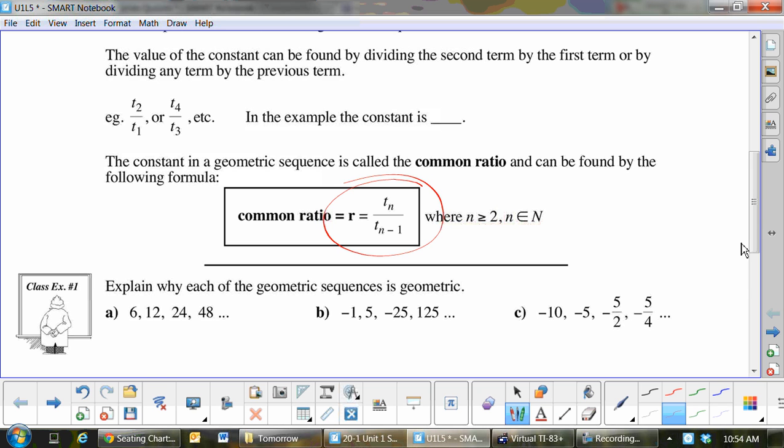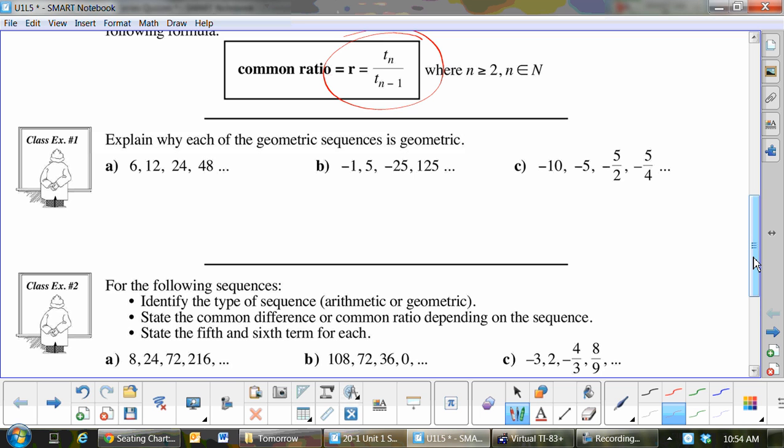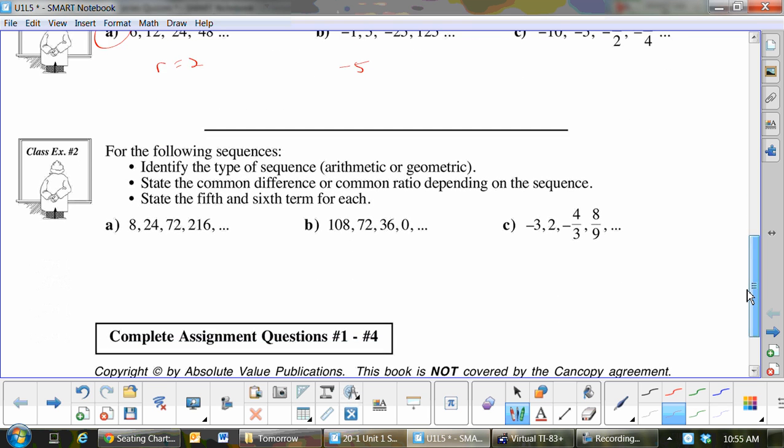Okay, now we're just going to go through, I'm not going to do tons of examples. Let's just start up. What would be the common ratio in A? Oops, R equals 2. What would be in B? -5, right? Okay, let's just do example 2A. What's the R? R is 3. So what do you think the next two terms would be? What would T5 be, and what would T6 be?